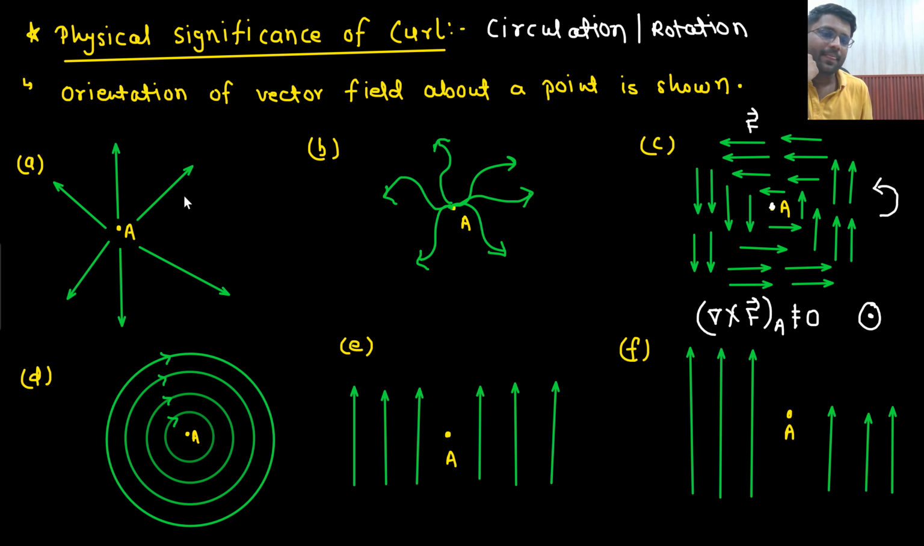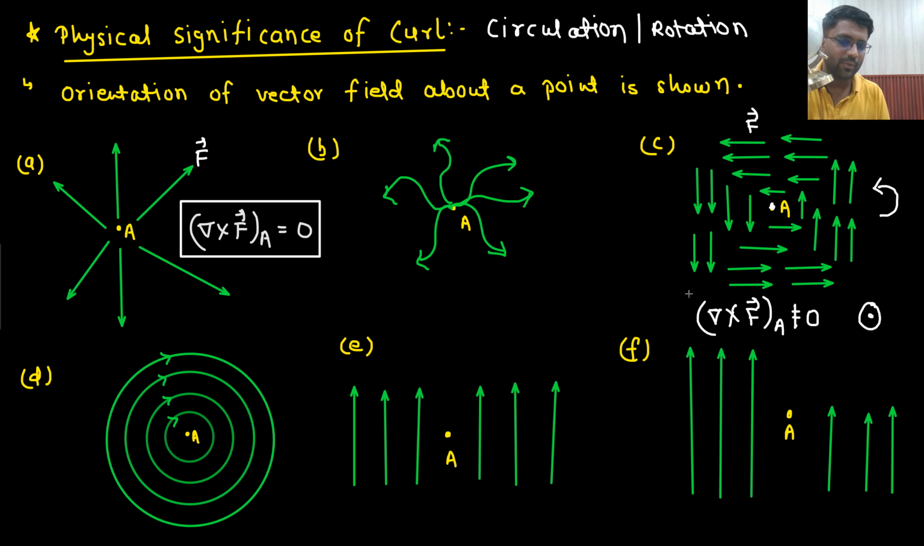I am talking about this vector field. Put a ball here, del cross F at A. Put some ball here. Will the ball rotate? I am putting equal force here, here, and here as well. Will the ball rotate? No. There will be no rotation, no circulation. Del cross F would be 0 only.